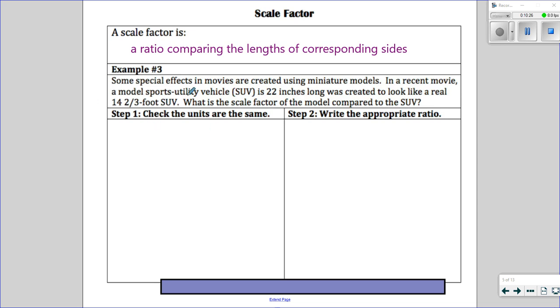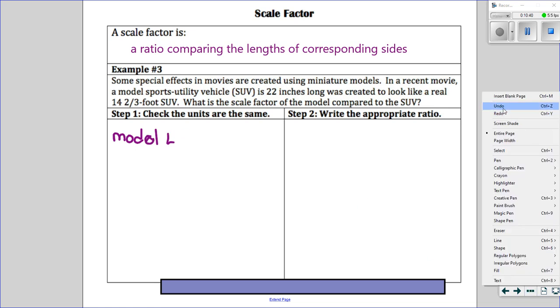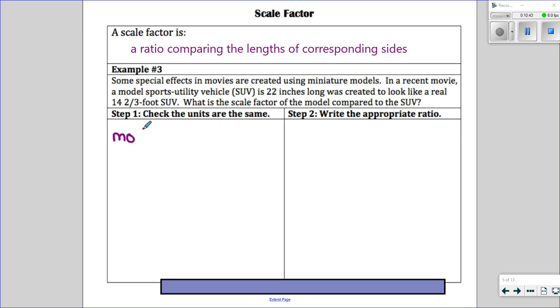All right, so we're looking at the model, which was 22 inches. Let me do that again. The pen is acting up. Okay, so the model was 22 inches long, and then the actual SUV is 14 and 2/3 feet.